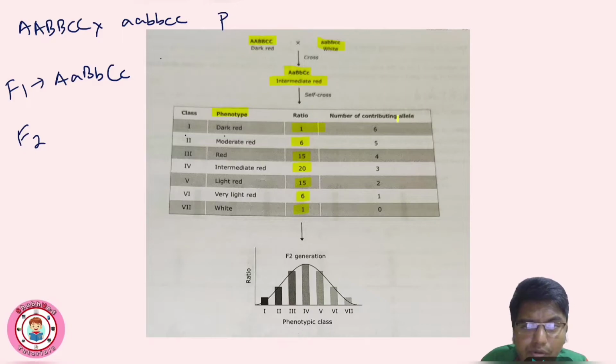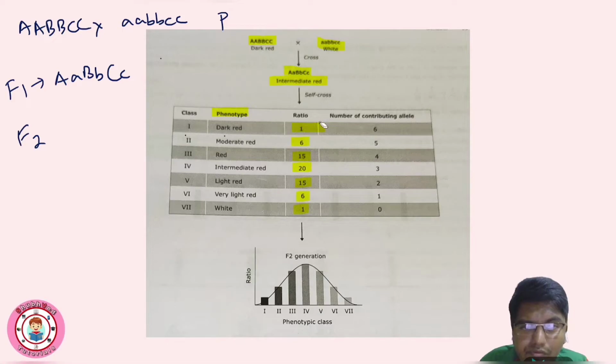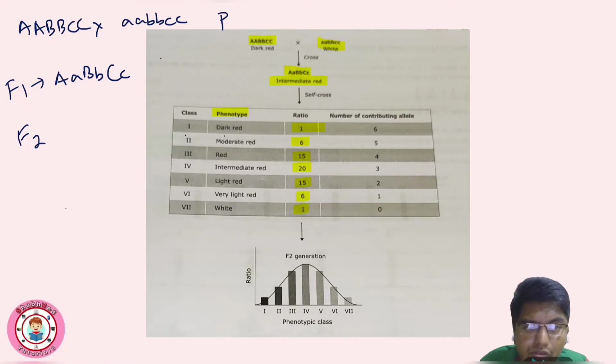Now the number of contributing alleles. Here all 6 are contributing alleles. For the first one, dark red, basically you can say it like that: A, 1 2 3 4 5 and 6.